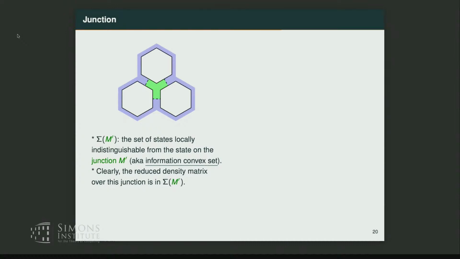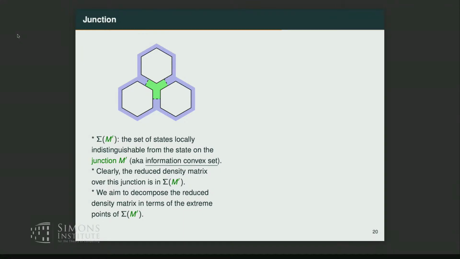Clearly, this reduced density matrix over this junction is an element of this set by definition. Okay? And what we're going to do is that we will try to rewrite this density matrix that we have originally on the green region in terms of the extreme points of this convex set. So this is a convex set, so it has extreme points. And we will be able to decompose that into those extreme points. Obviously, there's nothing controversial.